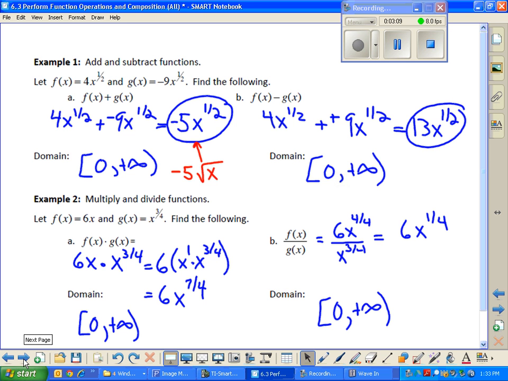The one I showcased yesterday in the video was this negative 5x to the 1/2 power. And you might recall from previous lessons, we talked about how fractional exponents are actually radicals in disguise. So do you see there how I turned negative 5x to the 1/2 power into negative 5 times the square root of x? Everybody sees that?